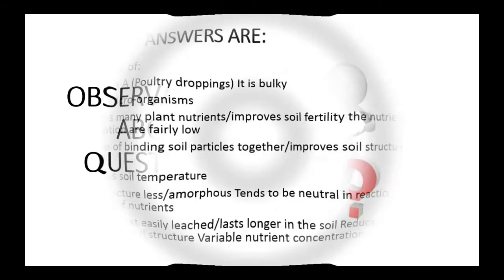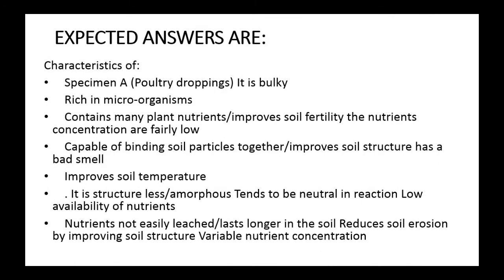So now let's look at the possible and expected answers. Characteristics of specimen A, which is a poultry dropping.